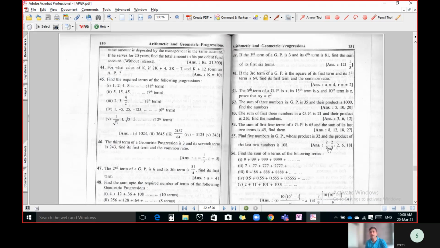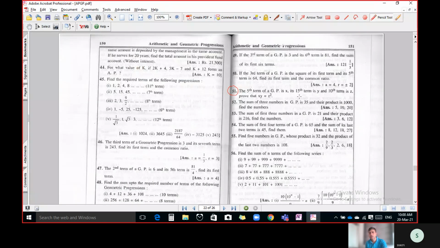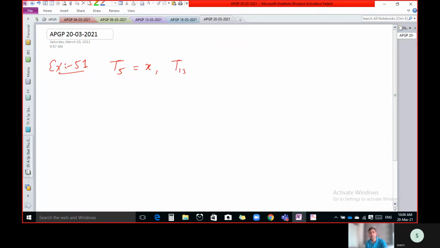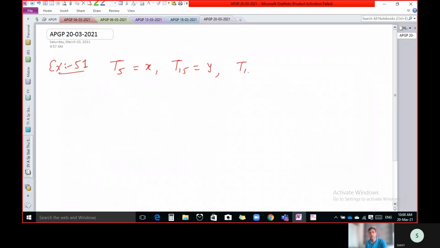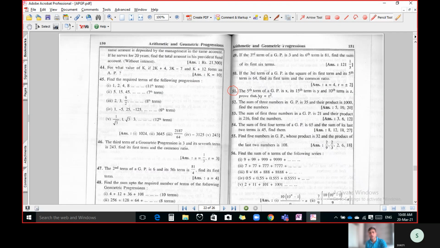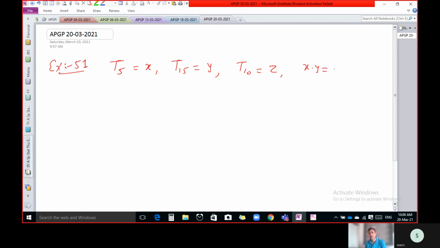Let us start next question. Question number 51. The fifth term of a GP is X, the 15th term is Y, and the 10th term is Z. We have to prove that X into Y equals Z square. This is what we want to prove.